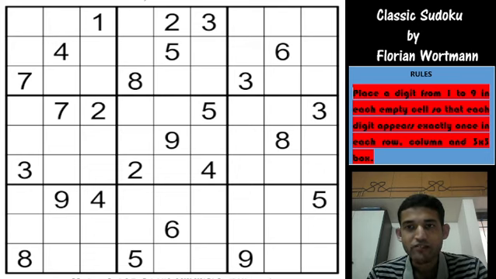On screen before us today is a classic Sudoku created by Florian Wortmann. This Sudoku was posted on the CTC Discord server, and I don't think we have covered a Sudoku by this author previously on the channel, if my memory serves me right. So we thought it would be good to add some more puzzles by new authors whom we haven't covered in the channel previously. So this is a classic Sudoku, and the link to solve this Sudoku is given in the description of the video.